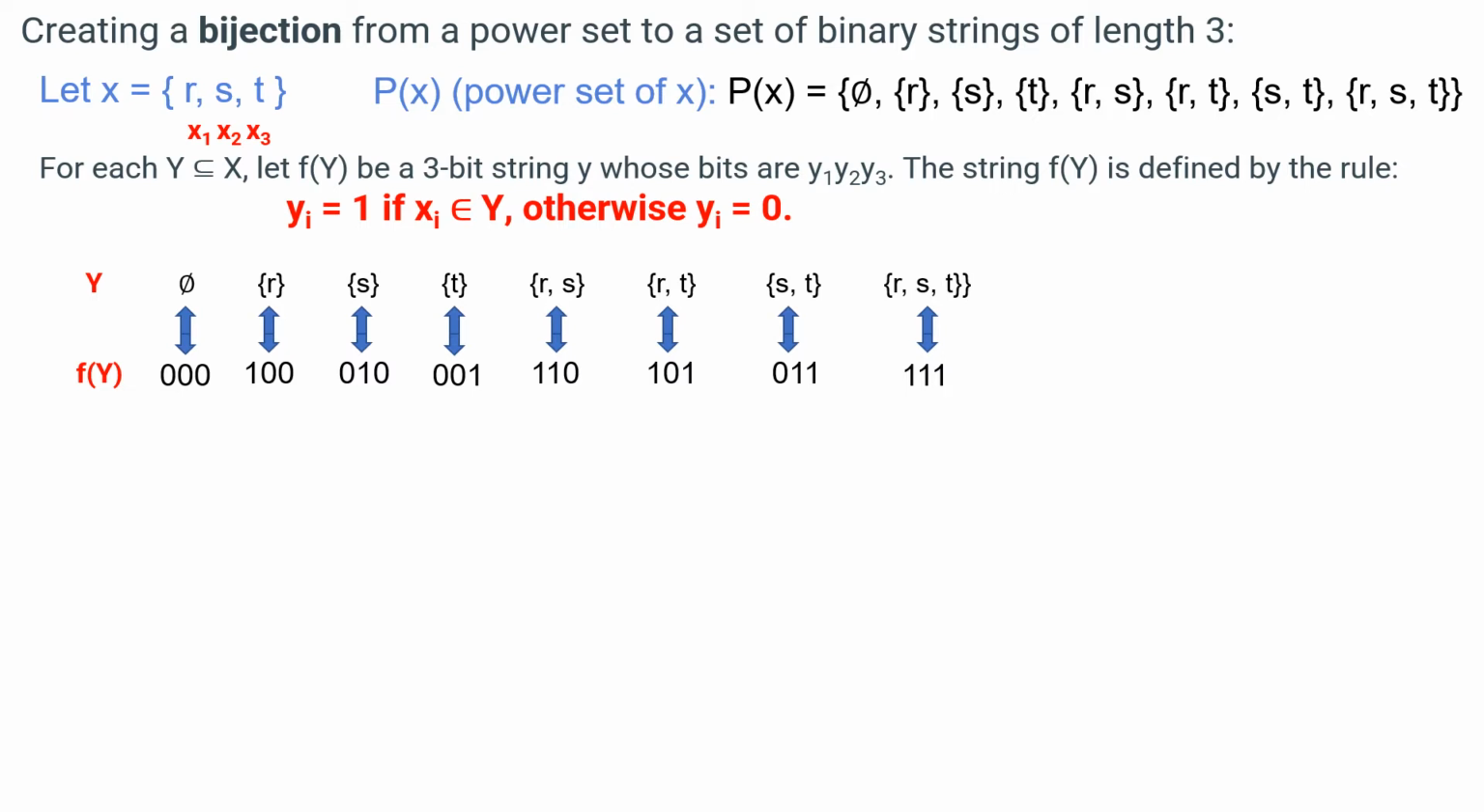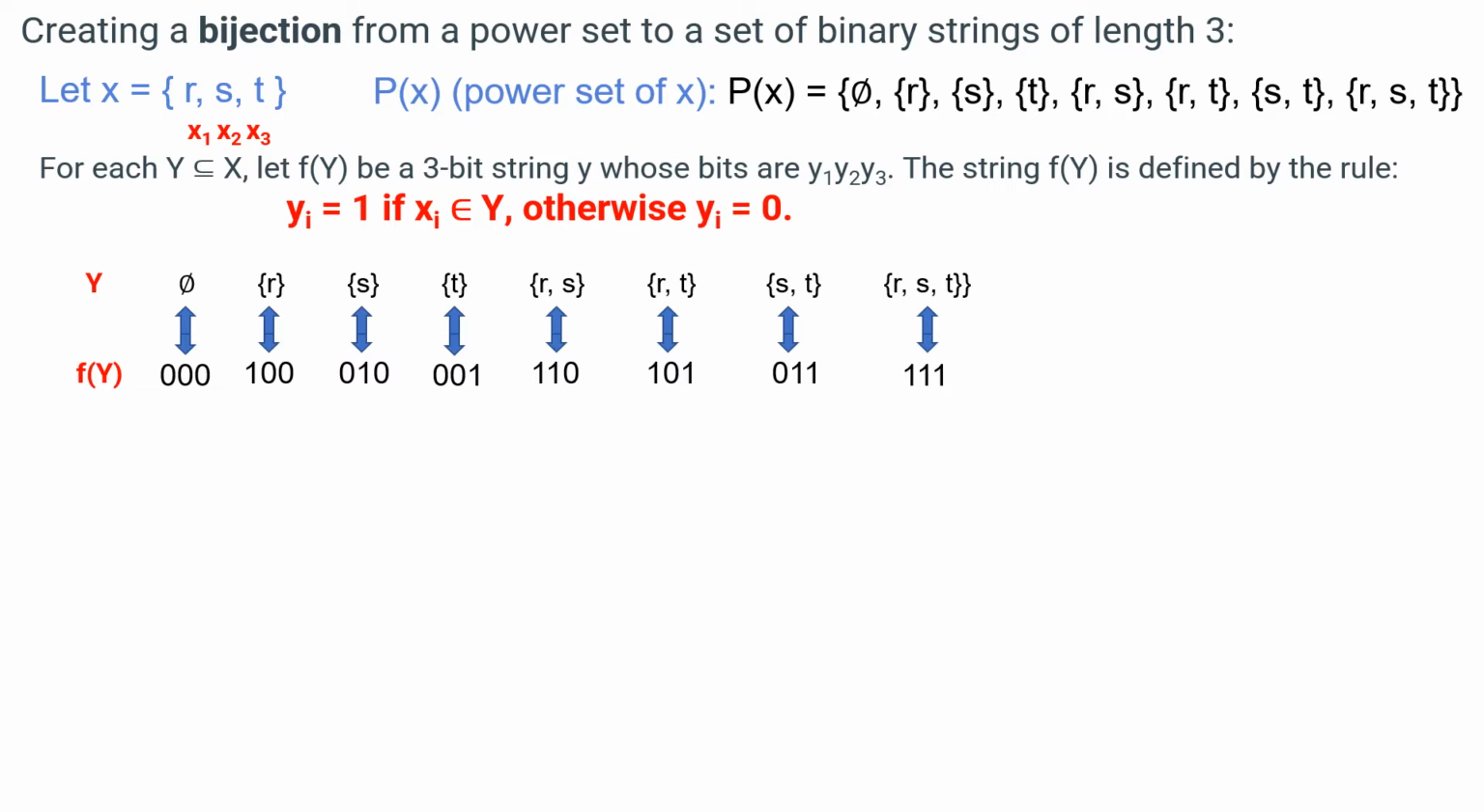Well, yeah, because let's look at maybe the first one, 0, 0, 0. Well, if I still have this rule in mind, that would mean the subset I'm thinking about has none of those original elements in there. So if I'm going backwards, that would lead me to conclude that the set that corresponds to that is the empty set.